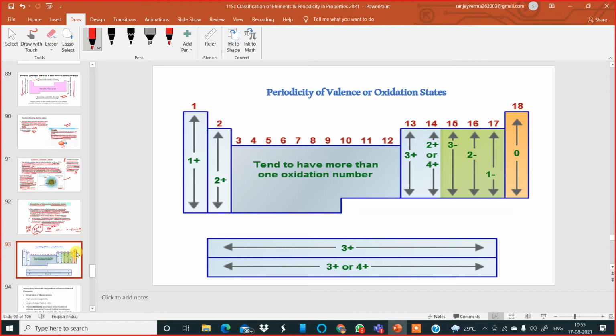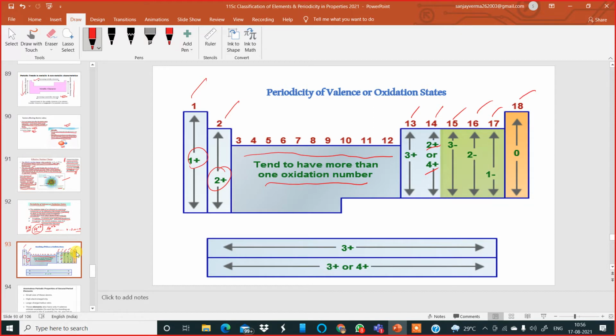The same thing, periodicity of valence or oxidation states. Group 1 elements plus 1, group 2 elements plus 2, and the D block elements tend to have more than one oxidation number. That's why they exhibit variable valency. Then group 13 is plus 3, and group 14 is either 2 or 4, because in 14 we have carbon, silicon, germanium, tin, and lead. Tin and lead show two oxidation states, plus 2 and plus 4. Group 15 is minus 3, 16 is minus 2, 17 is minus 1, and 18 is 0.